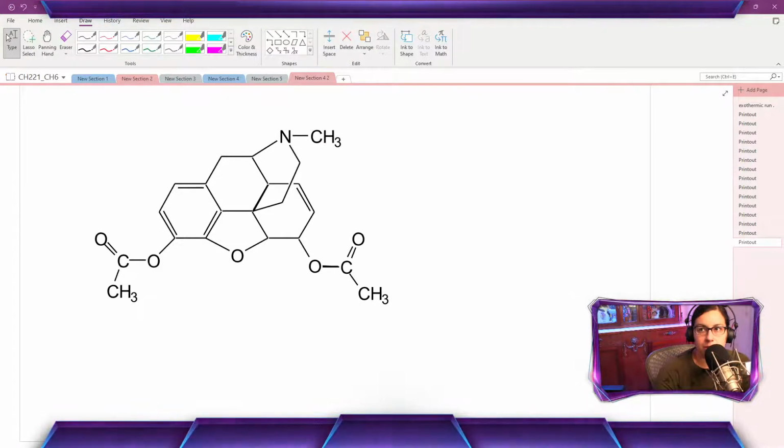And so let's see if we can do the molecular formula for this one. So let's count our carbons. Ready? 1. I'll dot them. 1, 2, 3, 4, 5, 6, 7, 8, 9, 10, 11, 12, 13, 14, 15, 16, 17, 18, 19, 20, 21. So C21. Now let's do our H's.